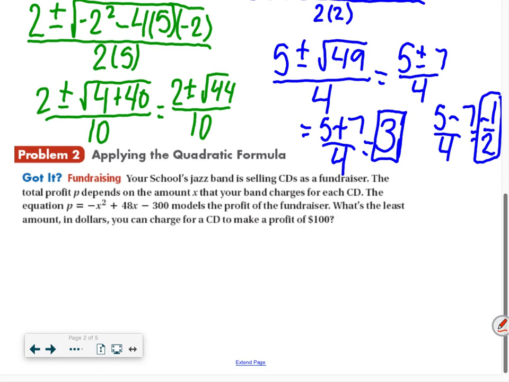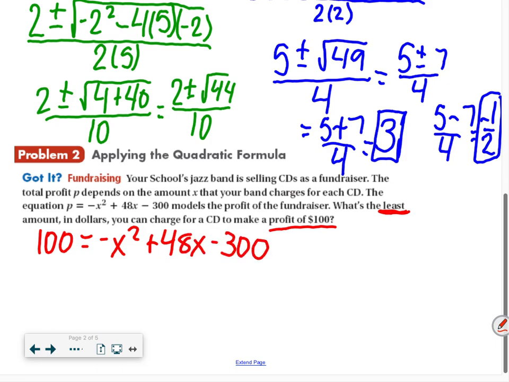Your profit is -x squared plus 48x minus 300. Could you have figured that out? They didn't think so. That's why they're geniuses. I want to know the least amount I can charge for a CD that makes a profit of 100. If the profit's 100, where should I stick that in? For P. So I got 100 equals -x squared plus 48x minus 300.